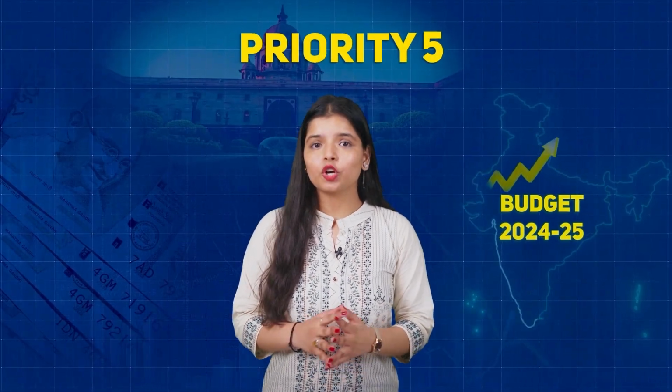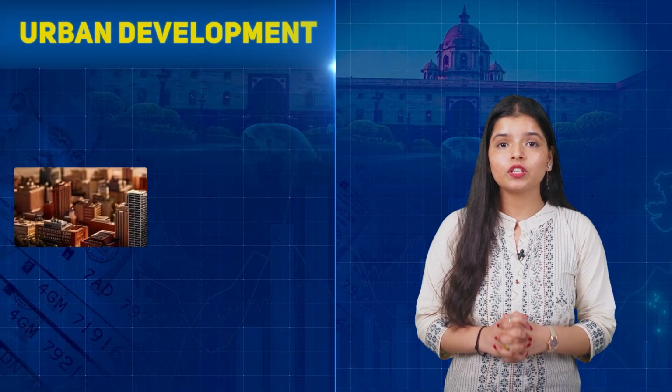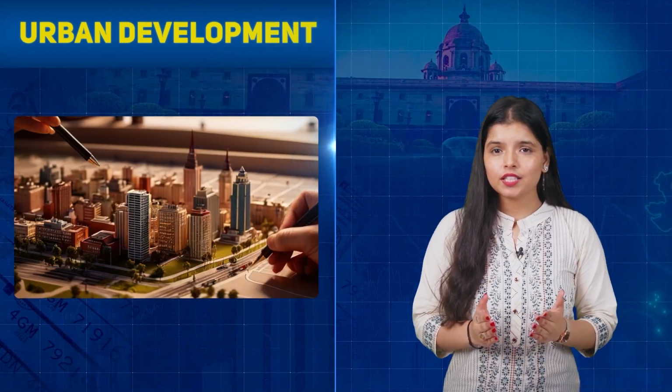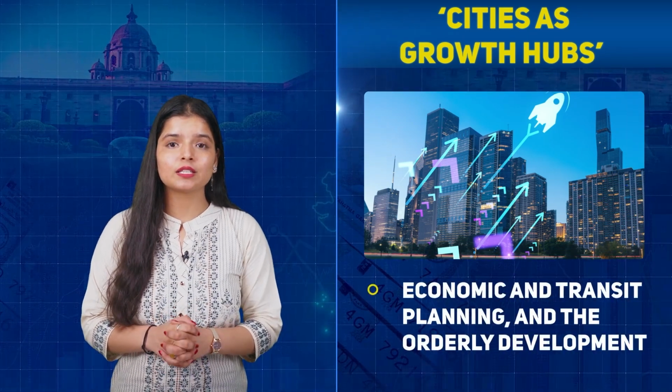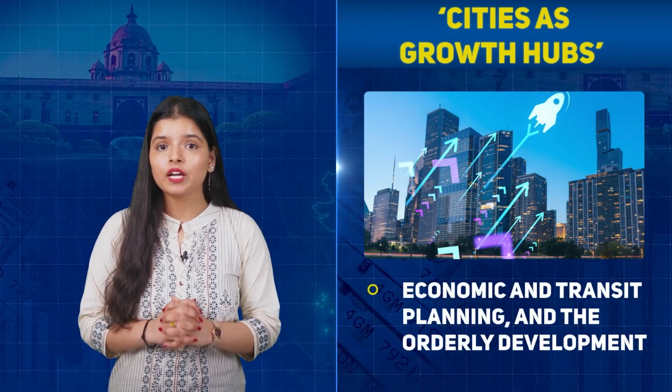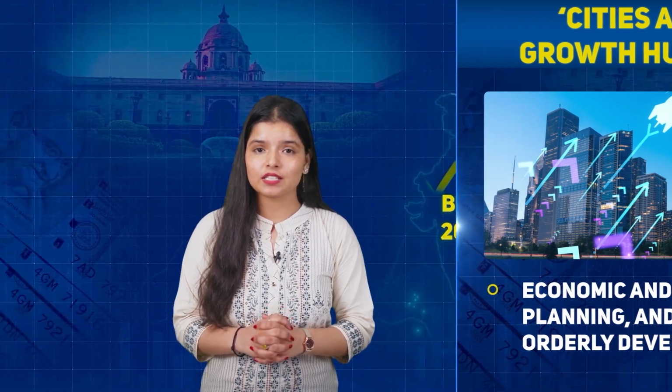Now come with me as we talk about the 5th priority, which focuses on urban development. Here, the government will work with states to develop cities as growth hubs through economic and transit planning and the orderly development of peri-urban areas utilizing town planning schemes.